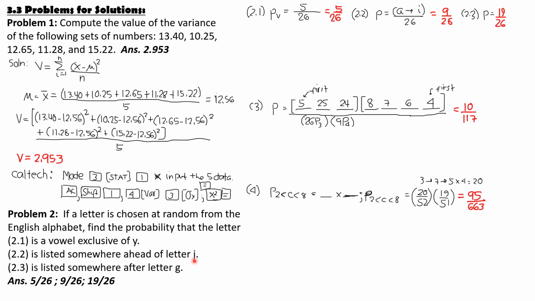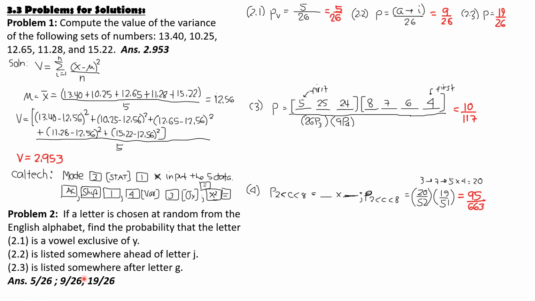For 2.2, listed somewhere ahead of letter J. These letters are from A to I. Then J is the 10th letter in the English alphabet. So there are 9 letters ahead of letter J. So we have 9 over 26.